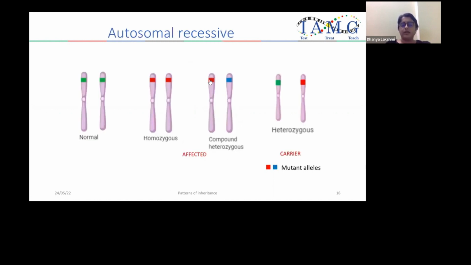The next pattern of inheritance that we would discuss is autosomal recessive inheritance. Here, an individual who is homozygous or compound heterozygous for a particular variation will be affected, and the heterozygous individual who carries only one variant allele is usually asymptomatic and is known as a carrier.